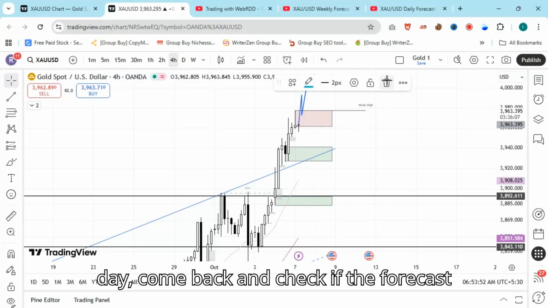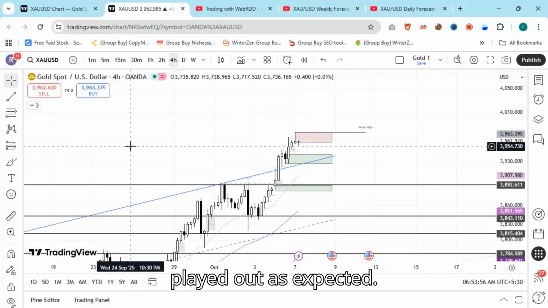At the end of the day, come back and check if the forecast played out as expected.